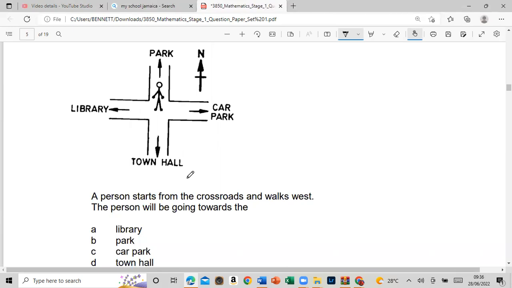A person starts from the crossroads and walks west. So they give you north already. This is south, east, and west.